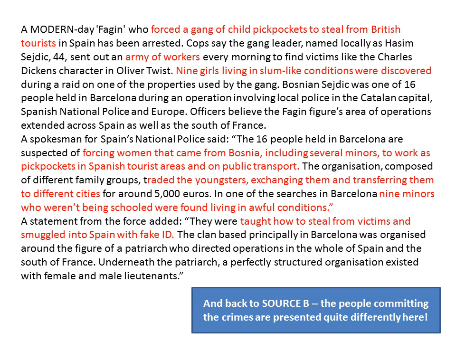Again, back to source B. Now, the people committing the crimes are presented quite differently compared to that pickpocket boy with the oranges in source A. Here we have criminals who are very, very different. They are treated very badly. It's clear that they live in terrible conditions. It says that they've been forced to come from Bosnia and they've been forced to steal. So the people committing the crimes are quite different here.